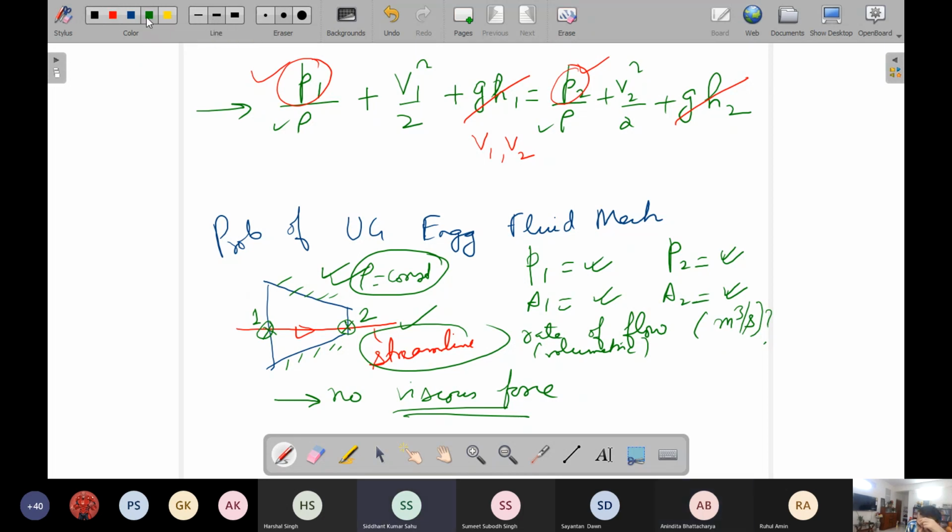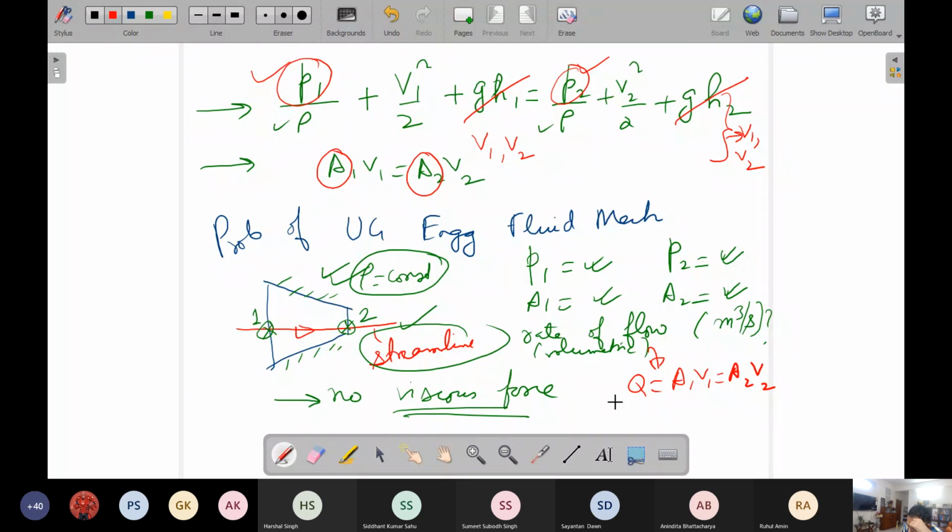I mean, famous for solving undergraduate problems. So A1 V1 equal to A2 V2, right? And what is known here, A1 and A2 are known, right? So this will give you another constraint on V1 and V2. So these coupled equations, if you solve together, will give you V1 and V2, right? Two equations, two unknowns, V1, V2, and then the volume flow rate Q is equal to A1 V1 equal to A2 V2. So if you know A1 V1, A2 V2, etc., this you can calculate. So this is the problem solving, right?